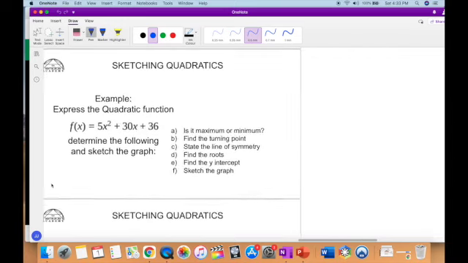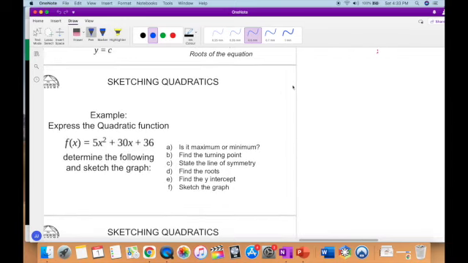Should be good enough. The first thing I need to do is write it out, putting it in the completed square form. We have f of x is equal to 5x squared plus 30x plus 36. Is this a maximum or a minimum?